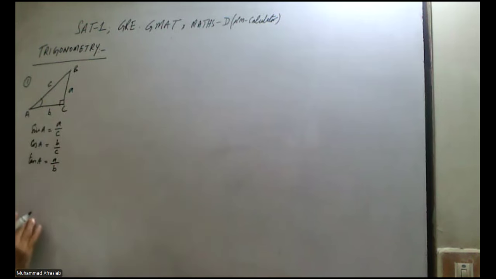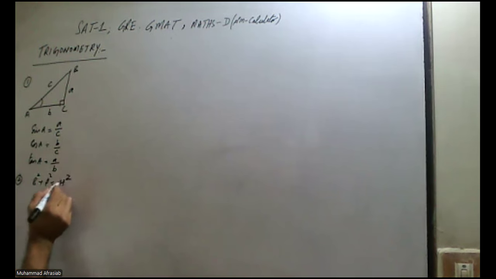This is number one. Number two, if two sides are known to you and you have to find the third one in the right angle triangle, then base square plus perpendicular square is equal to hypotenuse square. So we can write it like that: b square plus a square is equal to c square. This is the basic formula for the right angle triangle for measuring lengths.